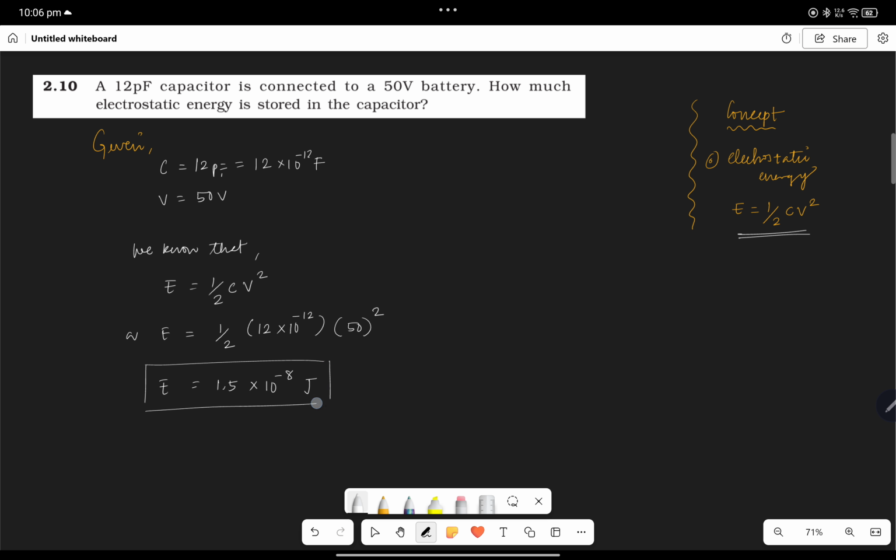So the required value of electrostatic energy is 1.5 into 10 to the power minus 8 joule. Answer, right? So very easy question, you have to just remember the formula.